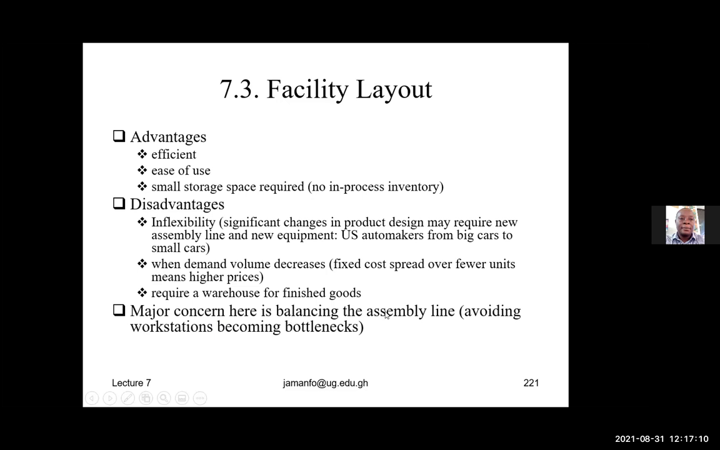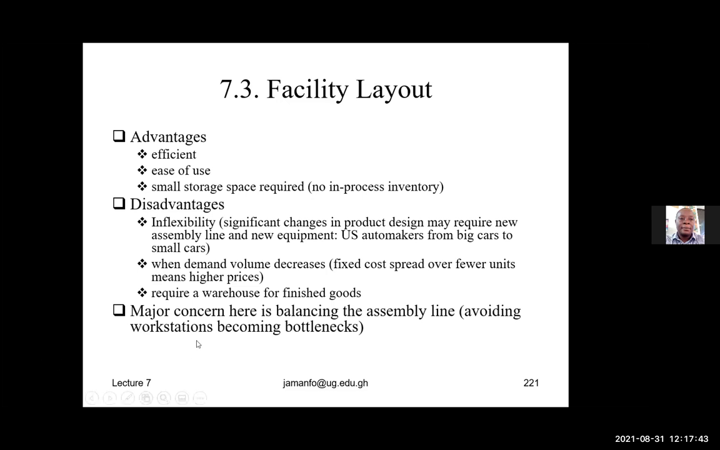The major concern here is balancing the assembly line, avoiding workstations becoming bottlenecks. What we mean is that in a product layout, you tend to have workstations that the products will travel through. If these workstations are not well balanced, you will have one workstation with so much to do and other workstations with virtually nothing to do.